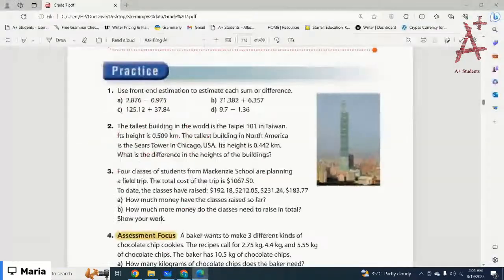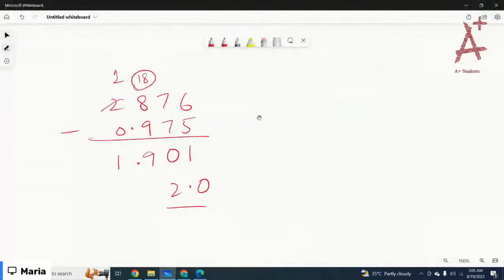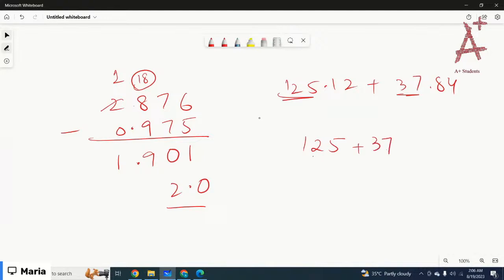Okay, the next one is 125.12 plus 37.84. You have to solve it using front end estimation. Front end estimation is you just use the whole numbers. 125 plus 37 is 162. So the sum is 162.